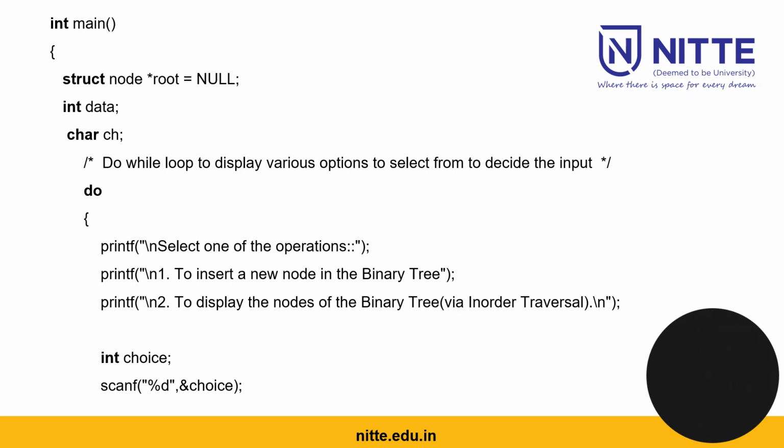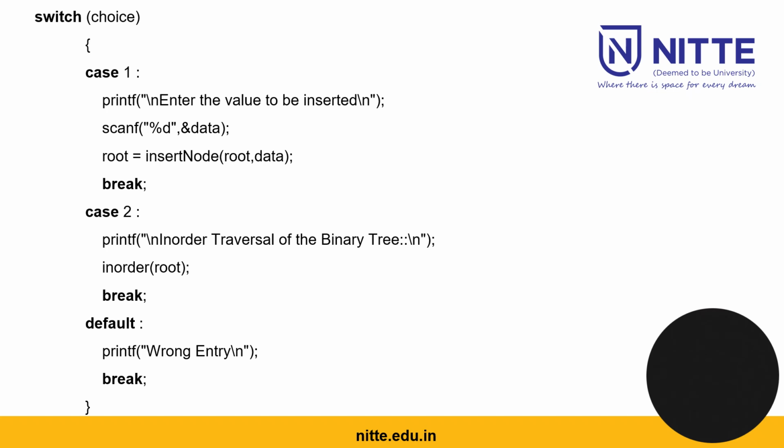Then I will write int choice and define it. Then scanf %d and &choice, so that choice will be stored at the address of choice. Then switch on choice. If the choice value is 1, it will print enter the value to be inserted, and read it using scanf with %d and data. Whatever data we enter, it will read it.